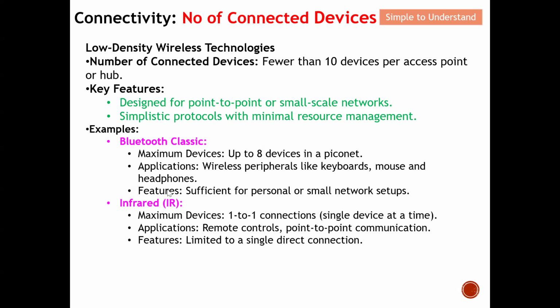Infrared, which is your remote control. Mainly it is just a one-to-one connection. As I mentioned, your remote to control your TV is just one-to-one, one remote to one TV, a single device at a time. The key application is remote control and point-to-point communication. The key feature is that it is limited to a single direct connection. So basically, this is for low density wireless technology.